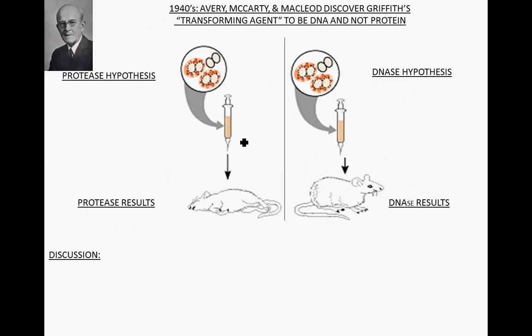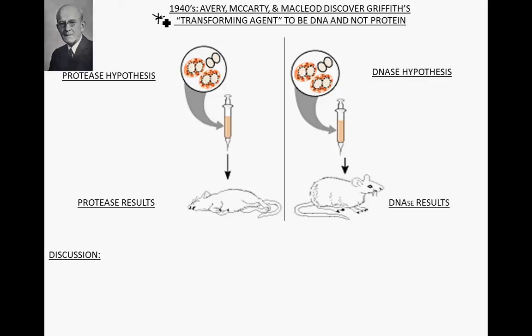In the 1920s, Griffith was doing his experiment with the strep pneumoniae and the mice, and he had the living R and the heat-killed S mixtures and the transforming agent. Griffith dies not knowing what that agent was. So in the 1940s, Avery, McCarty and MacLeod discover that Griffith's transforming agent actually is DNA and not protein.